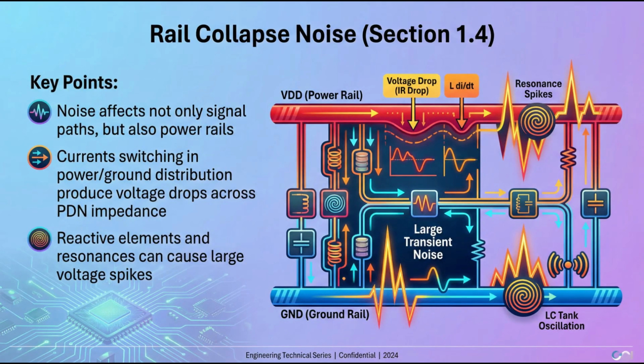Rail collapse noise. Noise doesn't only affect signal paths, it also affects power rails. When currents switch in the power and ground distribution network, voltage drops appear across the impedance of the PDN. Reactive elements and resonances can produce large voltage spikes.